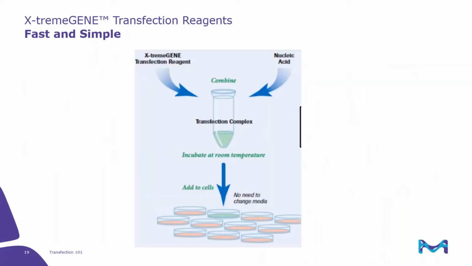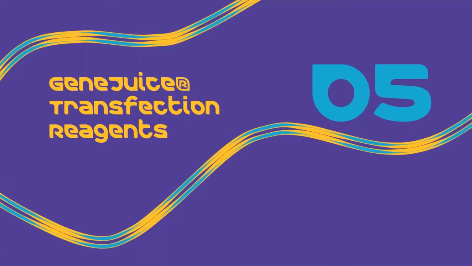This image provides a visual of the simplicity of Extreme Gene reagents. Combine the Extreme Gene reagent with your nucleic acid into a single tube to create your transfection complex. Then incubate at room temperature, and the mixture is ready to be added to your cells without having to change media. In addition to Extreme Gene reagents, we also offer Gene Juice, another differentiated family of transfection reagents.